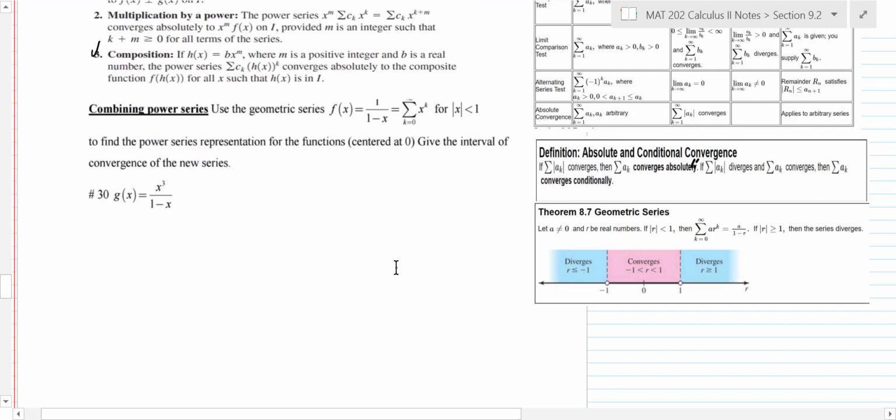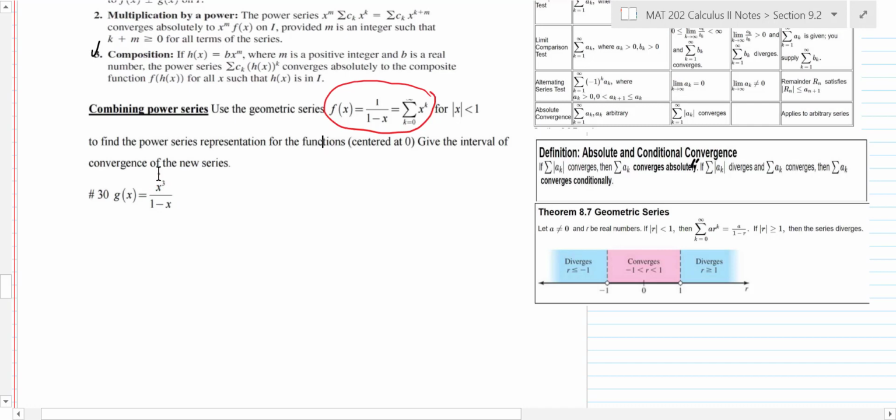So what we're going to be looking at here is this problem. We're going to use a geometric series, which we know is a basic geometric series, to find the power series representation for this function centered at 0. So we're going to actually turn this function, that's just a function like you've learned about before in college algebra, into an infinite series, okay?